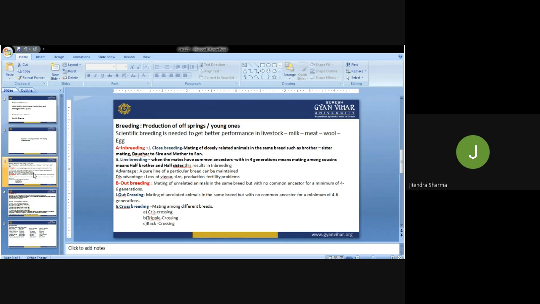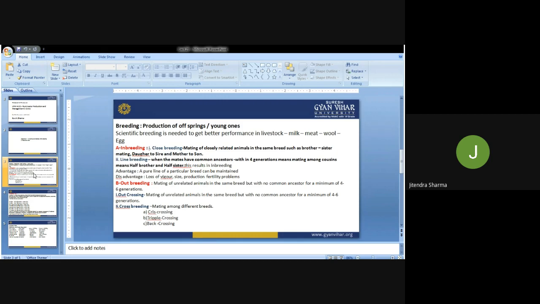Or if a gap of 4, 5, 6 generations is there, in that situation we are allowing mating among the 4th, 5th, 6th generation after, in male and female. That kind of breeding is known as outbreeding. Under outbreeding, we have outcrossing: mating of unrelated animals of the same breed, but with no common ancestor for a minimum of 4 to 6 generations, which we call outcrossing.